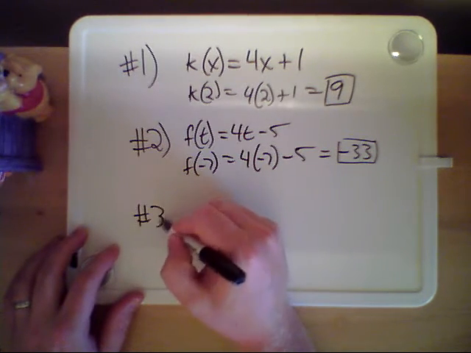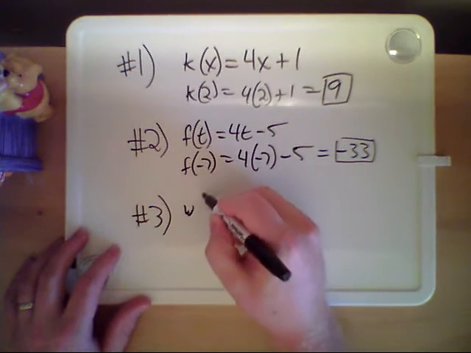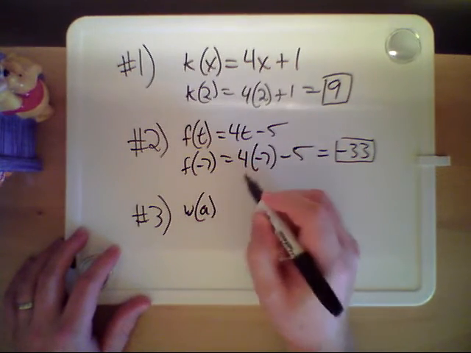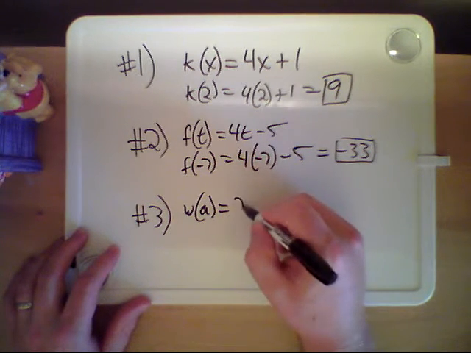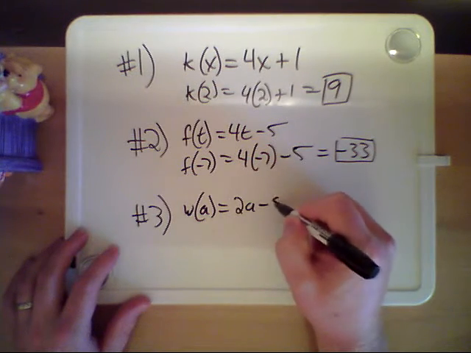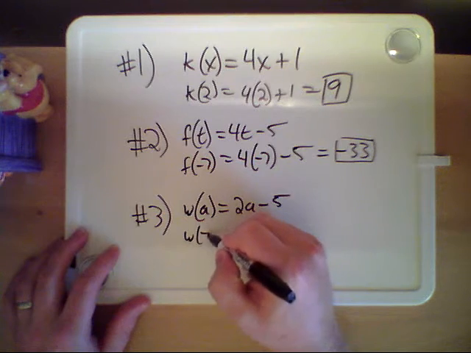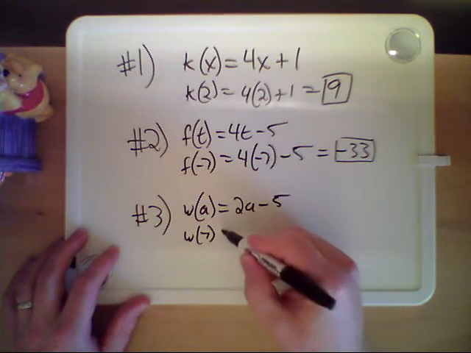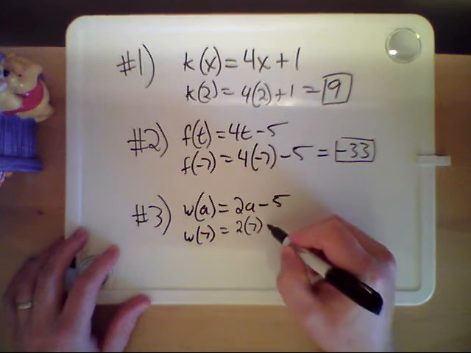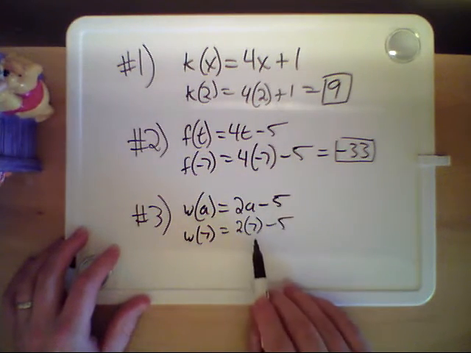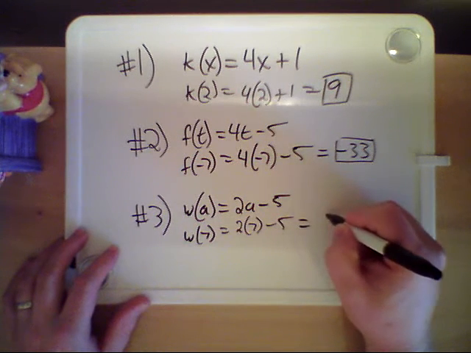Number 3. We got w of a. The w function of a, w as a function of a, is 2a minus 5. Now you want to find w of 7. What happens when we put 7 through the w machine? Well, we're going to get 2 times 7 minus 5. 2 times 7 is 14, and 14 minus 5 equals 9.